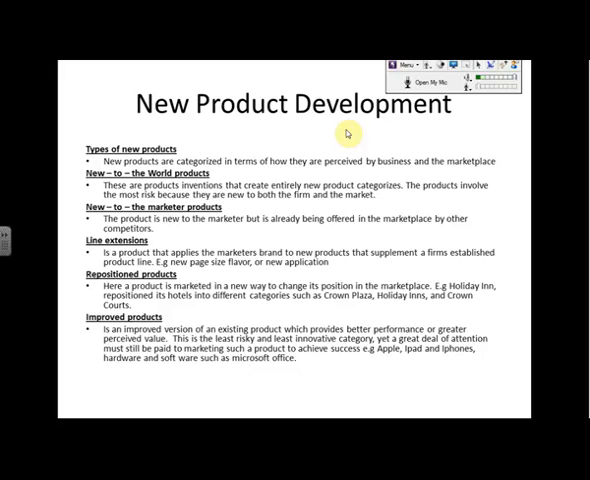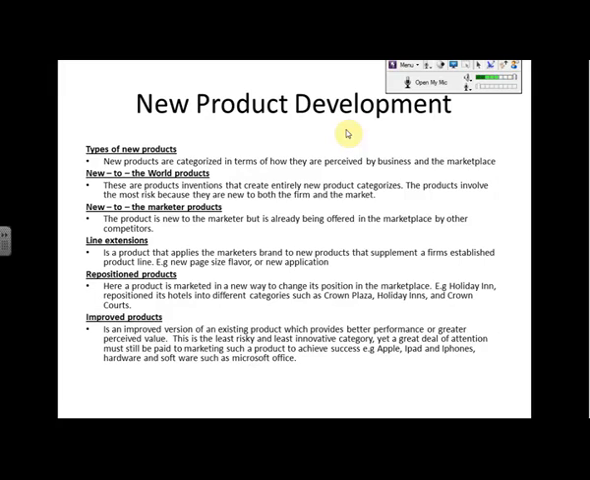So it's a new product to world products. So it is new to the producer. It is also new to the marketplace. The second one is what is known as new to the marketer products. Now, this product is new to the marketer, but it is already being offered in the marketplace by another competitor. So it is a product that is already there. But this organization now is marketing this product for the first time.